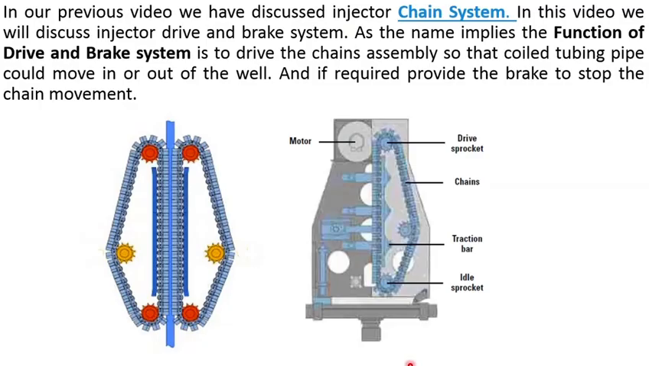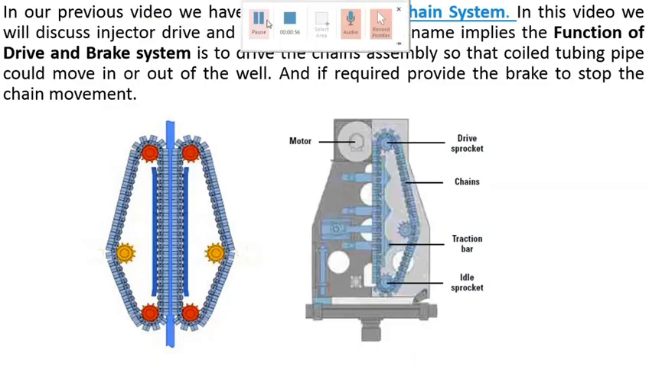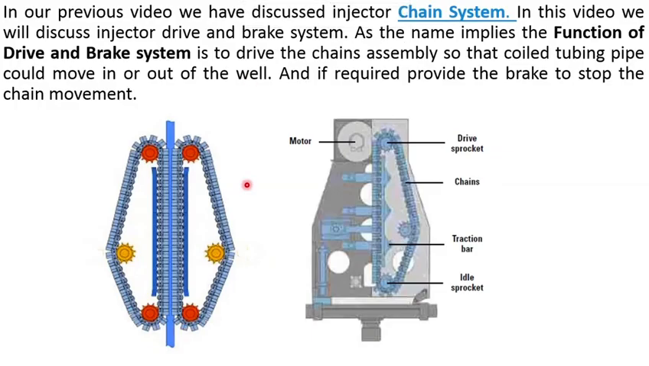The second function of the drive and brake system is to provide the braking mechanism, so that in case we need to stop the movement of coiled tubing pipe, we could apply the brake and stop the movement of coiled tubing. So basically we will see what are those components which are involved in the movement of these chains. So let's see.